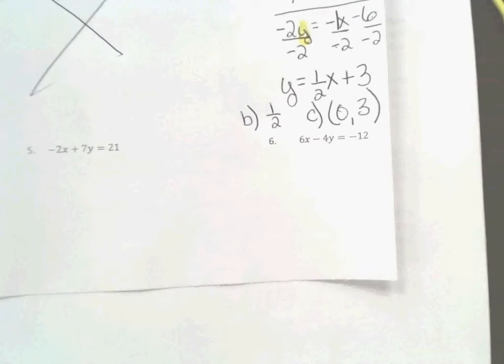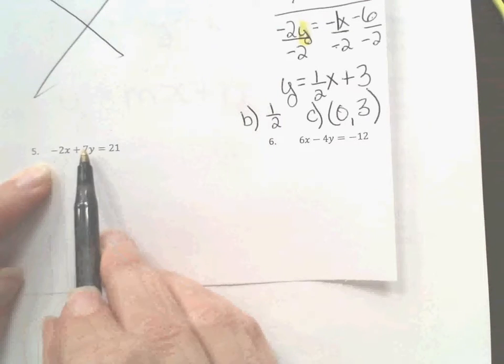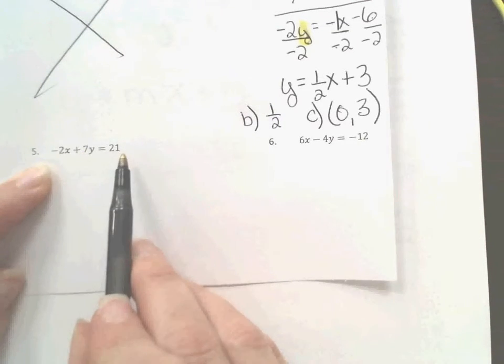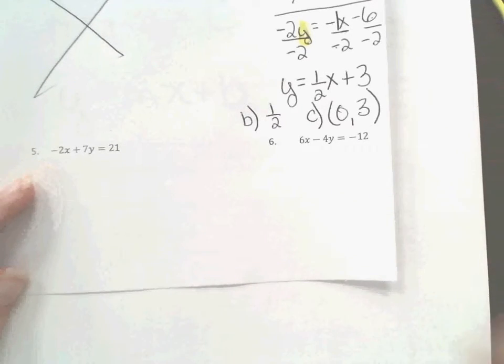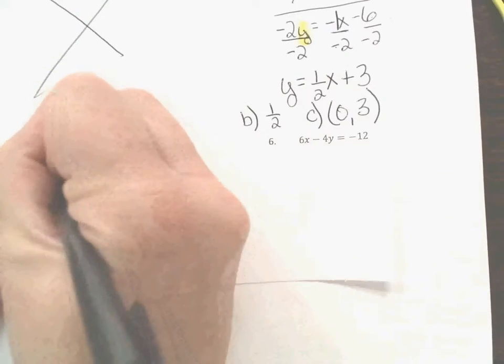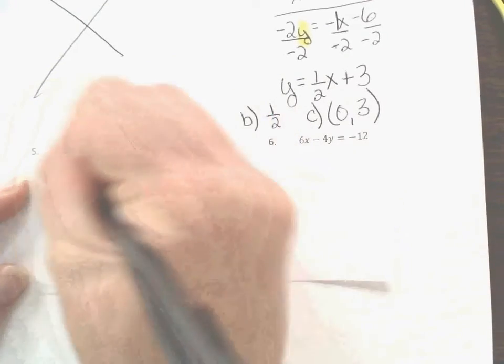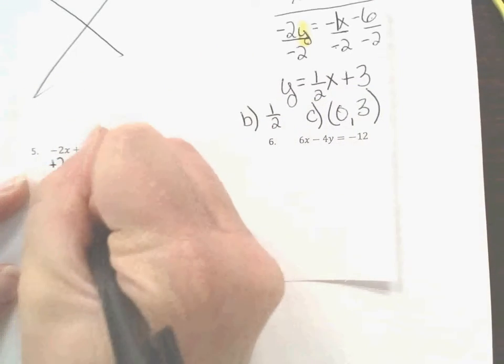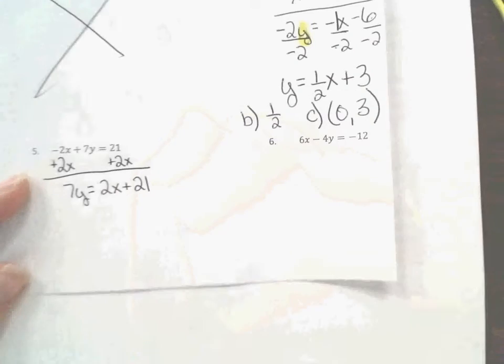Okay, they get harder as they go down the page. And you should recognize that they're going to be more difficult because every variable has a number with it other than 1. Okay? So that means the difficulty goes up. So on number 5, we're going to add 2x. And so we're going to have 7y equals 2x plus 21.